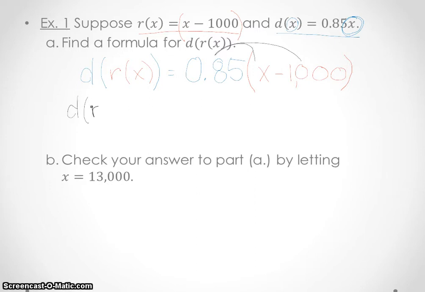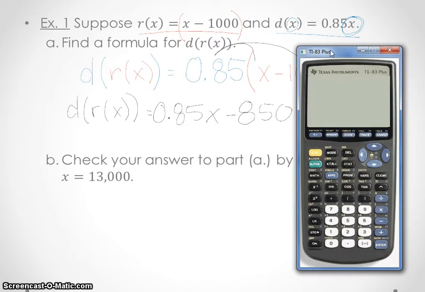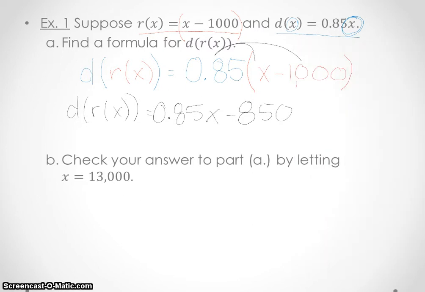So it becomes d of r of x. We leave this as such. And then 0.85 times x is just 0.85x. And then minus 0.85 times 1,000, well, that would be 850. Let's see, 1, 2, 3 zeros, 1, 2, 3. That would be 850. If you don't believe me, let's grab our calculators here. Remember, anything I do in the calculator, you should follow along with. So 1,000 times 0.85. Boom, 850. Okay, so we're good. Just making sure you guys trust me here.